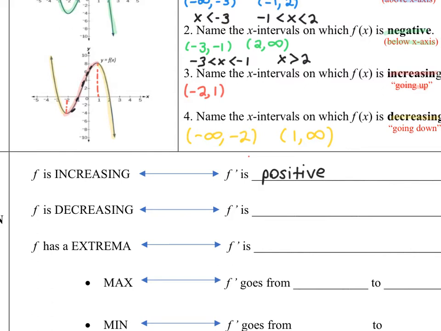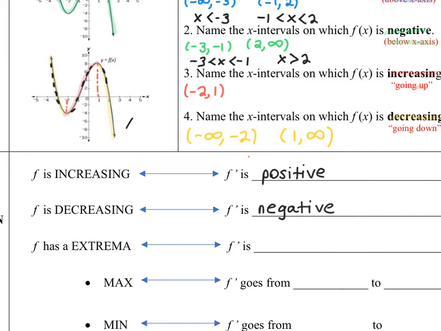And where f is decreasing, it's all of these yellow intervals. Any tangent line that you draw on this yellow part, it's going to have a negative slope, no matter where you draw it. So my f prime, that is the slope of f, is going to be negative.